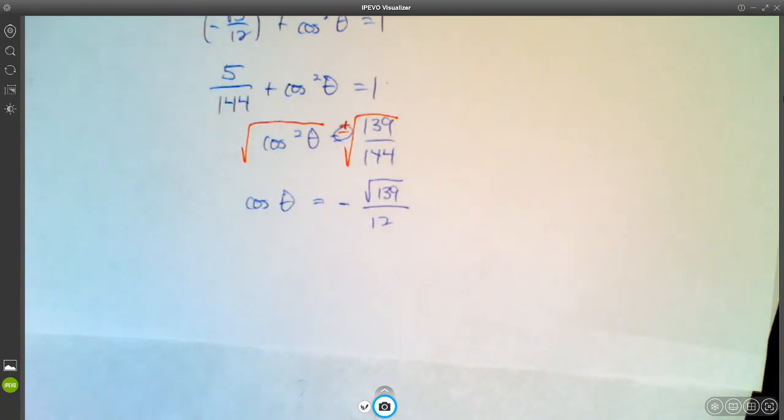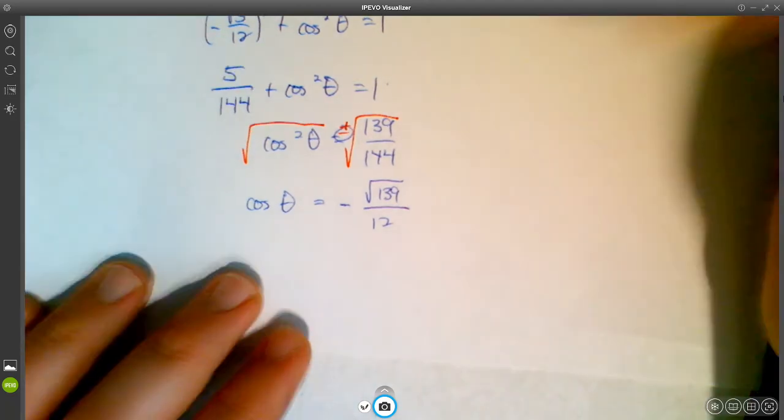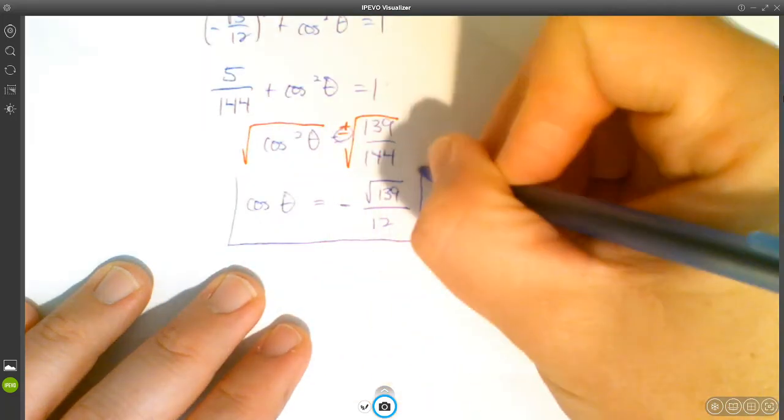I wonder if there's any perfect squares we can pull out of 139, or if that's maybe a prime number. Let me see. Square root of 139. No, it's prime. Or maybe not prime, but there are no perfect squares that go into 139. So that's as good as it's going to get. So there's cosine theta.